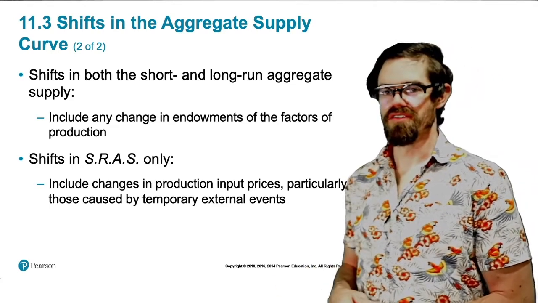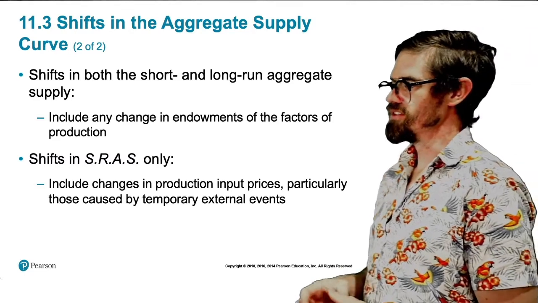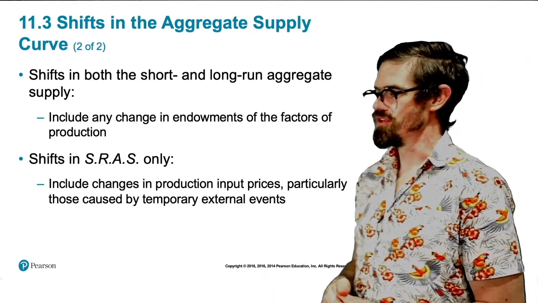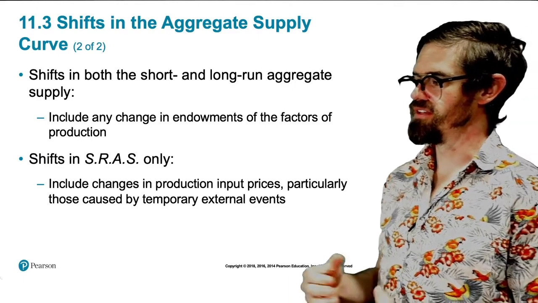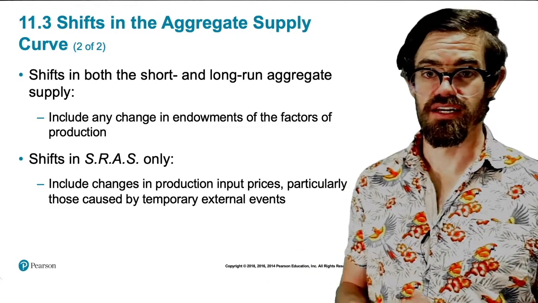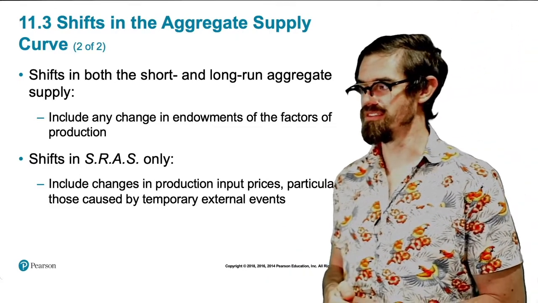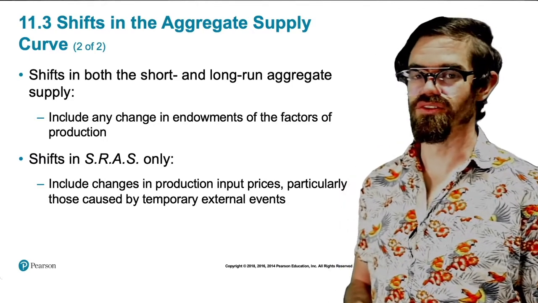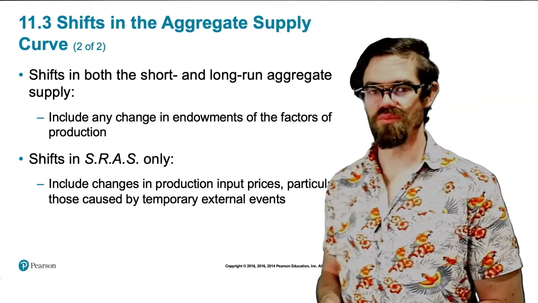But there are some things that only shift the short-run aggregate supply curve, and these include things like changes in production input prices, particularly those caused by temporary external events, such as this pandemic, right? So this pandemic has definitely decreased the short-run aggregate supply curve, but it is a temporary event.